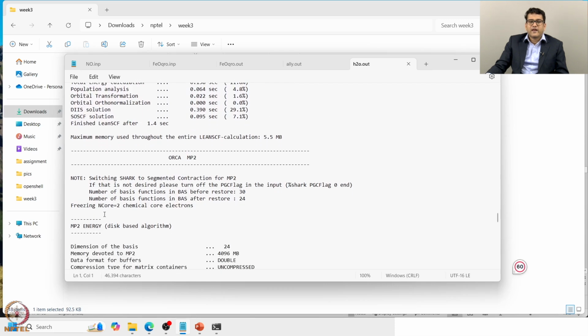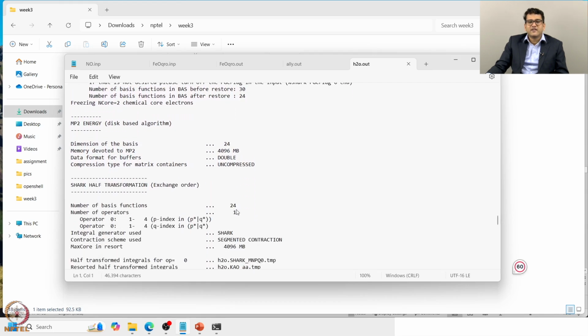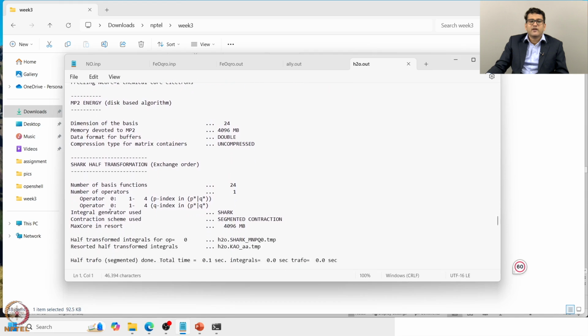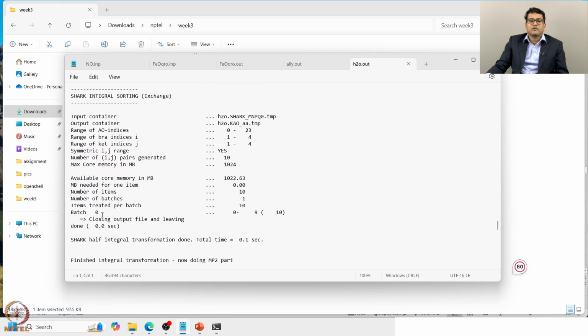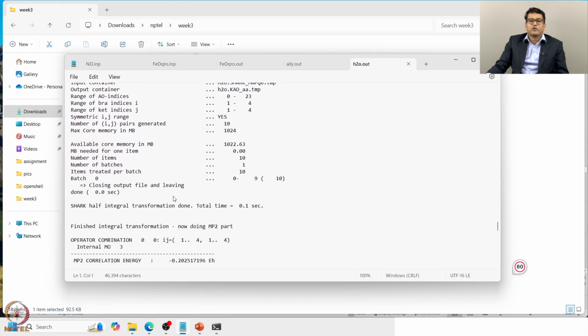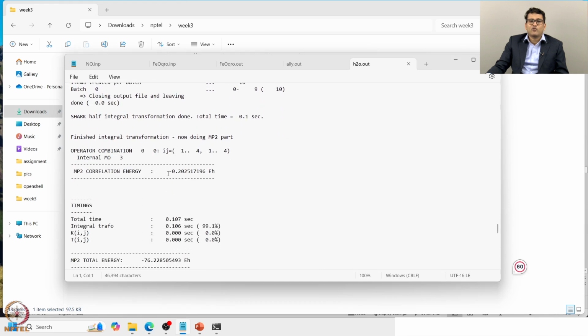So, the first thing is that it is freezing the 2 electrons as chemical core. Remember, water has oxygen and 2 of the electrons in the oxygen, which are at the 1s2, they are core electrons. So, it is now freezing them, and it will do the calculation with the rest of the orbitals, and you can see it is doing from 0 to 1.